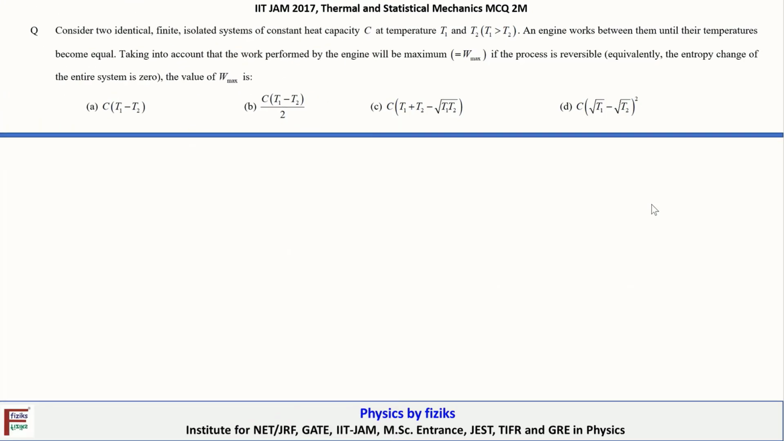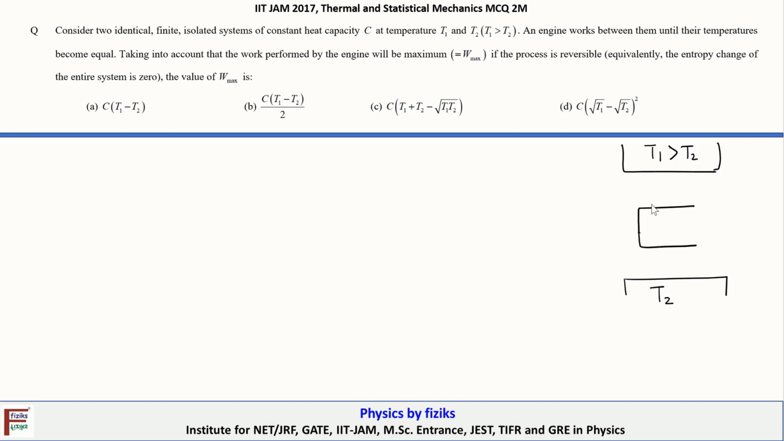Consider two identical and finite isolated systems of constant heat capacity C. So we are given two systems which are at temperature T1 and T2, and it's also given that they are finite systems, they are not infinite reservoirs. Also, T1 is greater than T2, and in between these two reservoirs an engine is working.